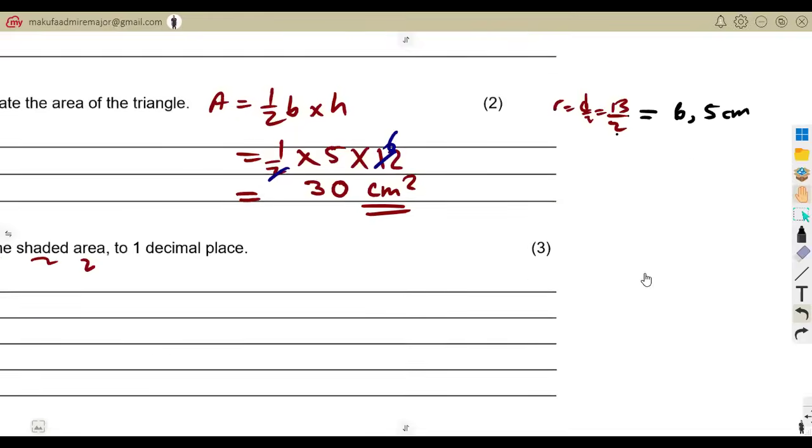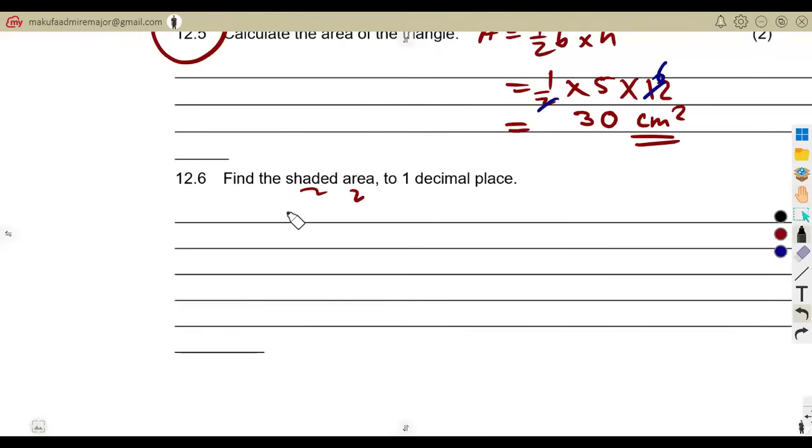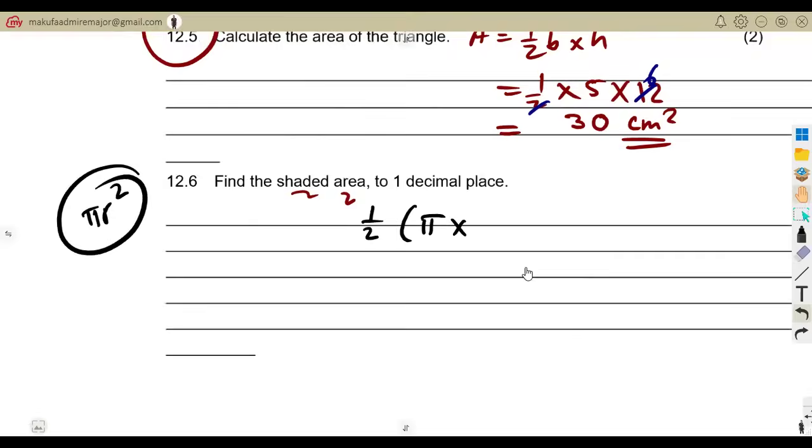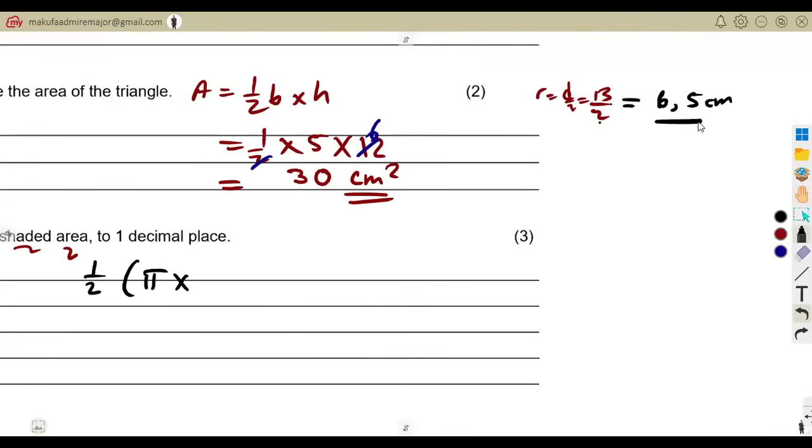So we have to use the area of this one. It's a semicircle, so it's a half. Remember, the area of a circle is pi r squared, so it's half of pi r squared, with radius 6,5. This half is for a semicircle. It's not a complete circle. A complete circle's area is pi r squared, but a half circle is half of that.